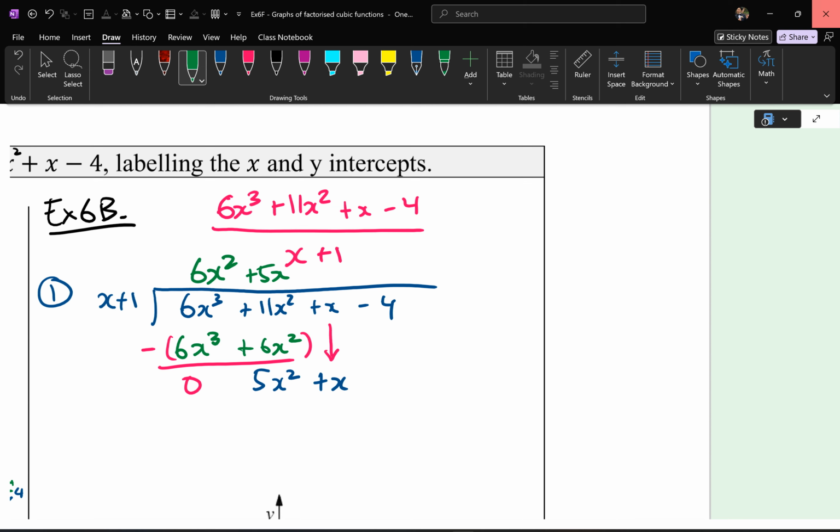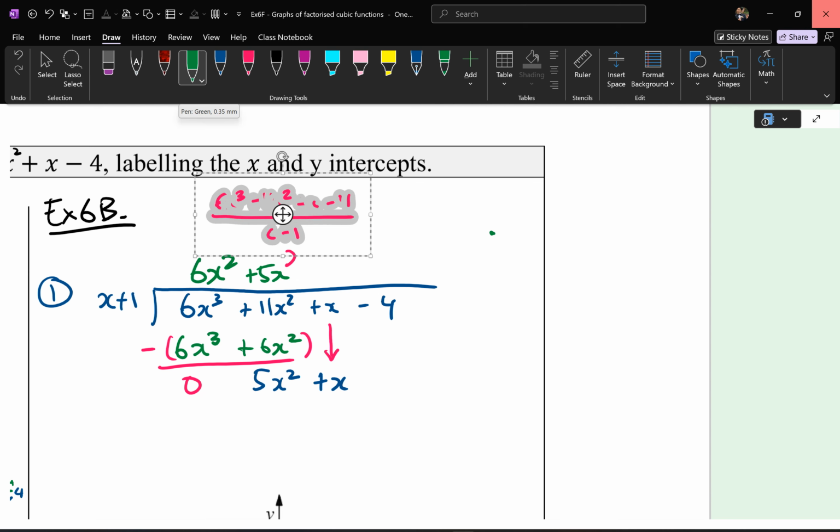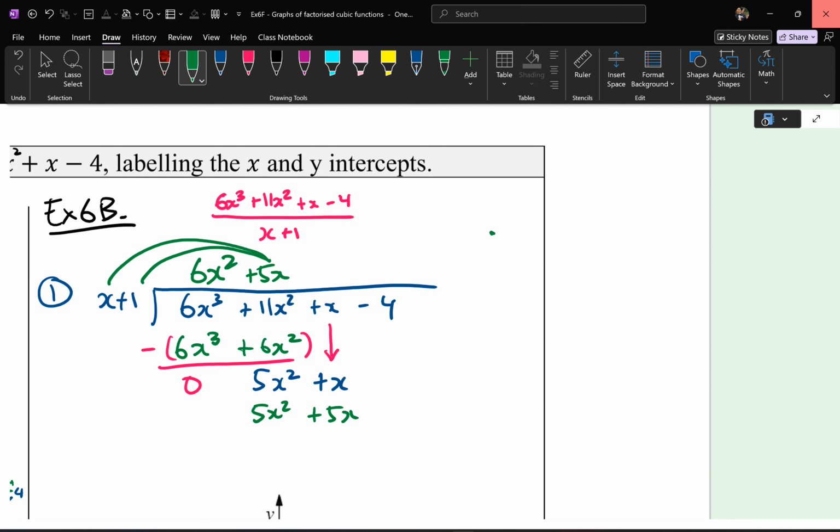I should make this a bit smaller, just so it doesn't look too confusing. There we go. So 5x times x will give you the 5x squared you want. Don't forget to do 5x times the 1, which is plus 5x.